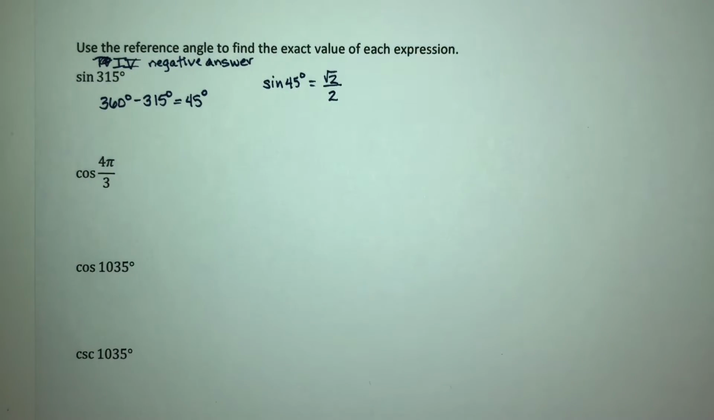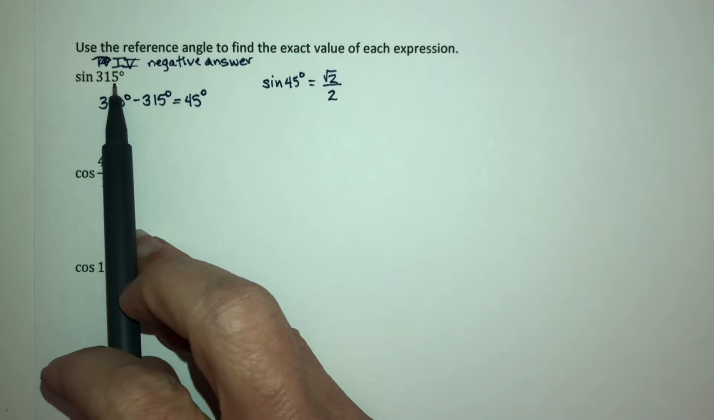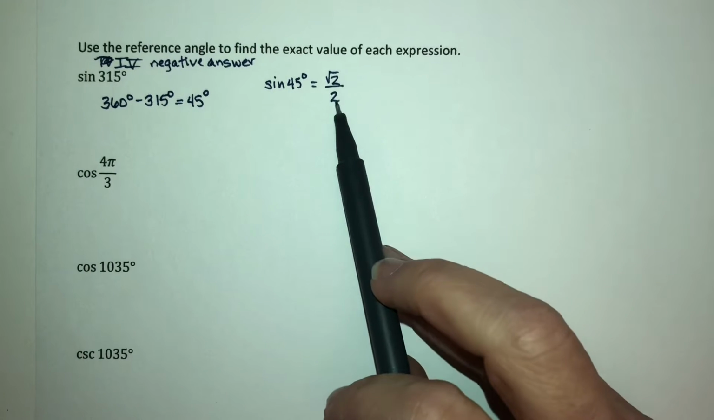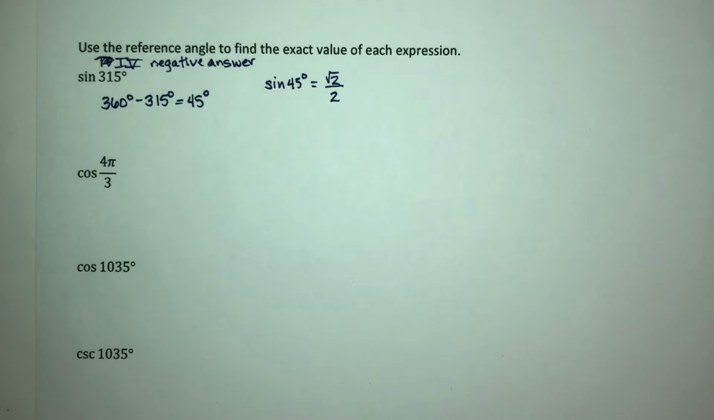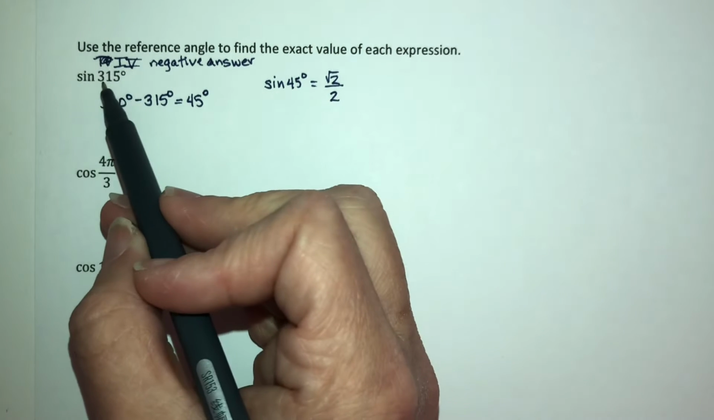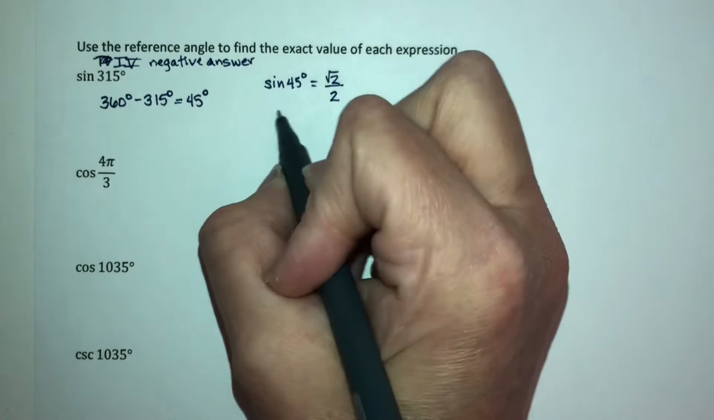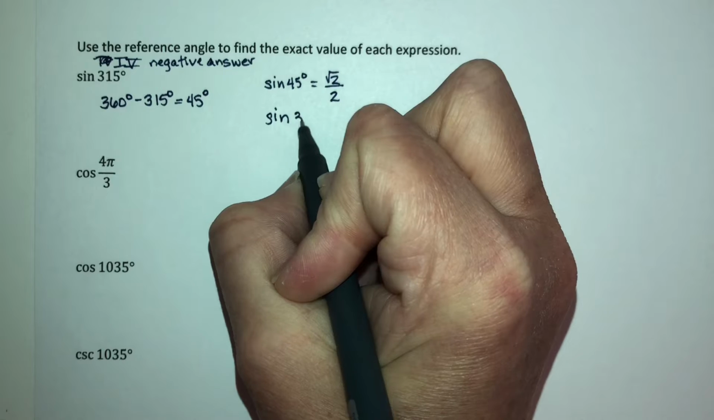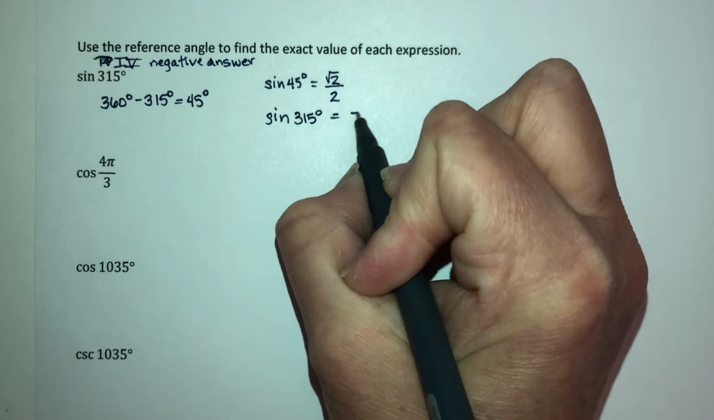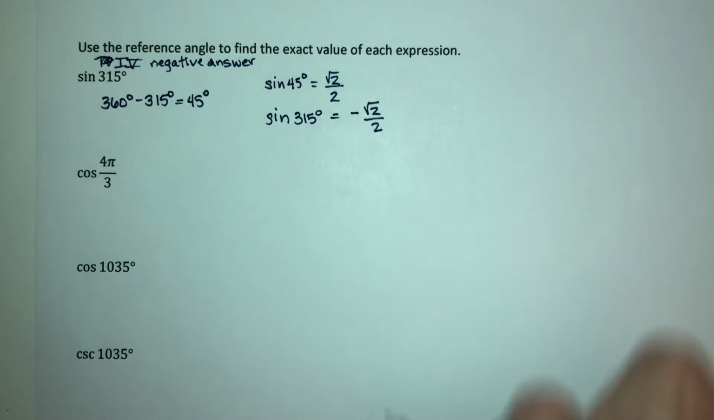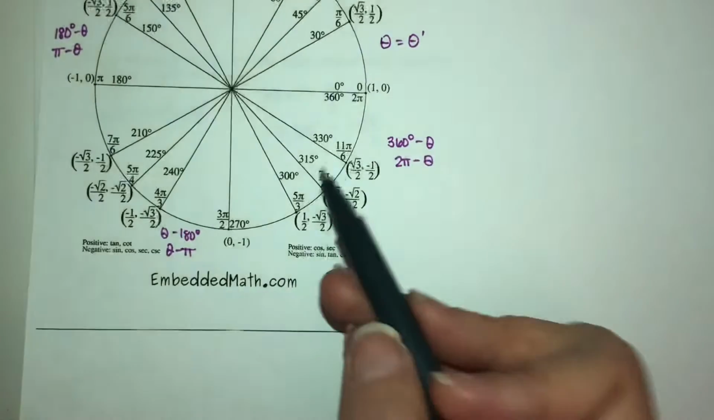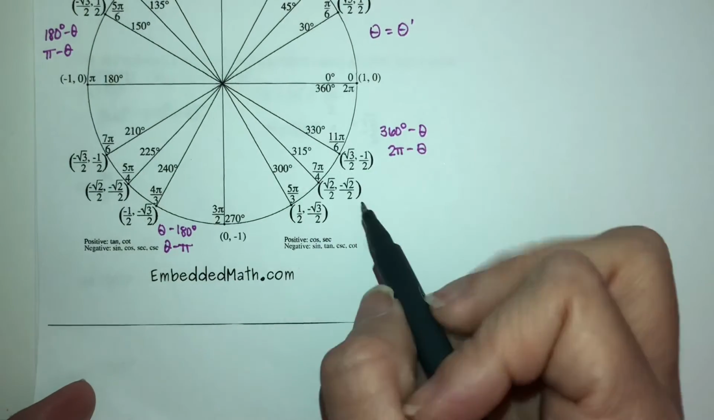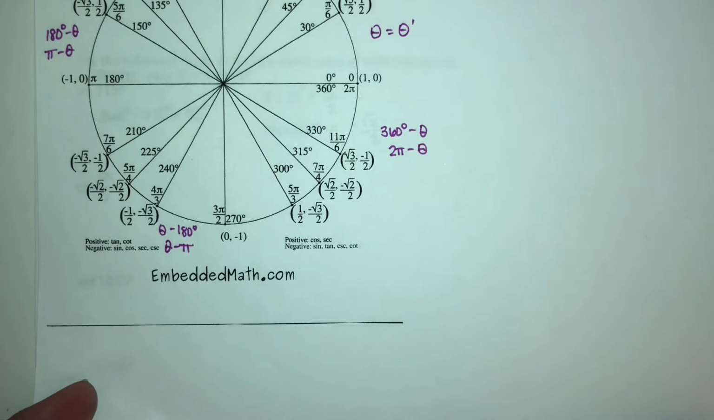And now what we know is that sine of our original angle is going to be either square root 2 over 2 or negative square root 2 over 2. So here's where we make the adjustment based on which quadrant our original angle is in. We know that we need a negative answer. So sine of 315 degrees is negative square root 2 over 2. It just so happens that 315 is on our unit circle, and you can see that we've got that same answer there.